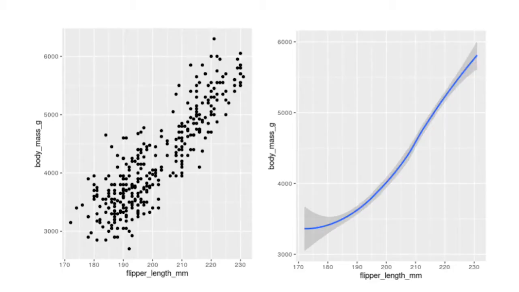Let's start with 2 visualizations. Both visuals contain the same X variable and the same Y variable. Both use the same data, but each plot uses a different visual object to represent the data. One uses points, the other uses a smooth line. In other words, they use different geoms.